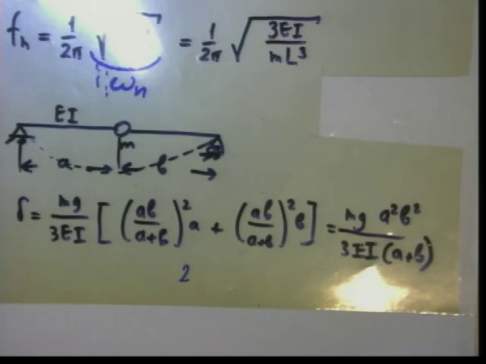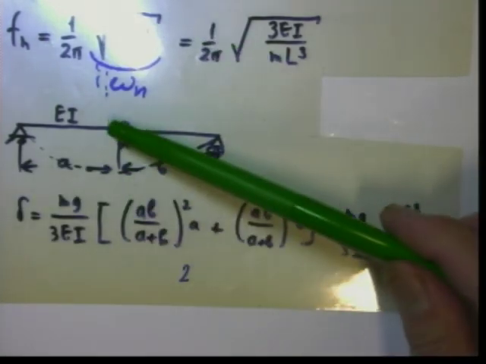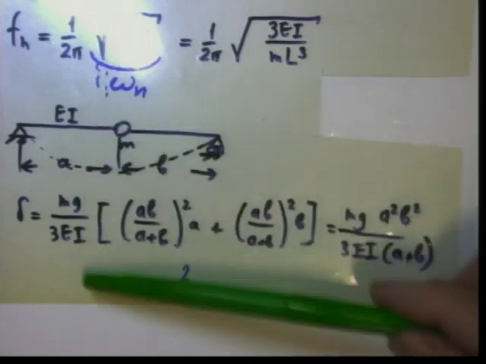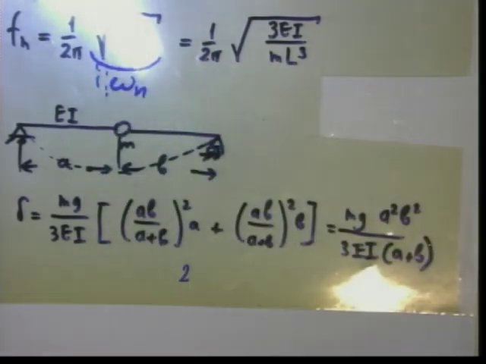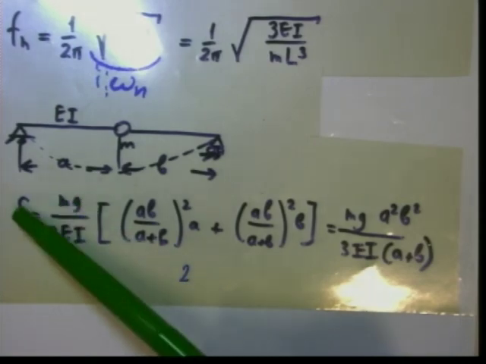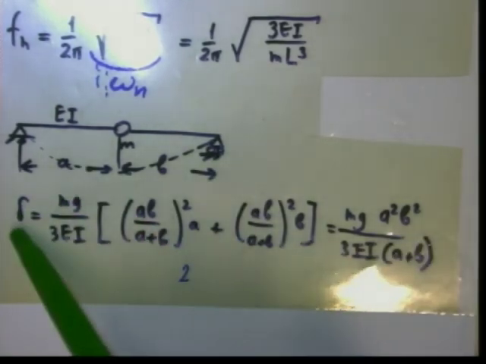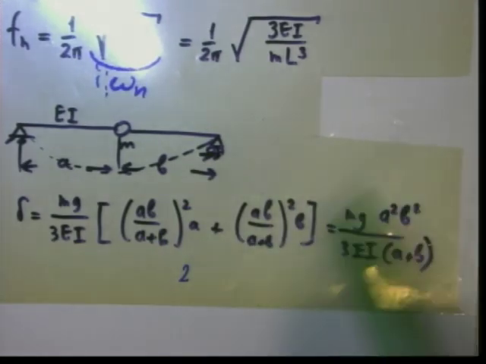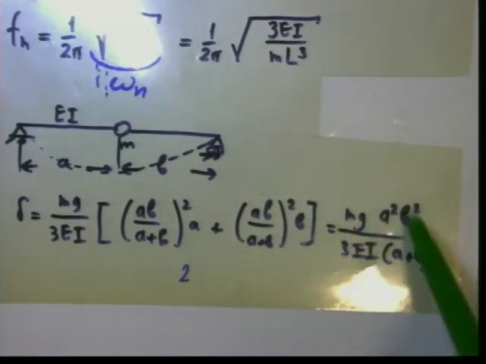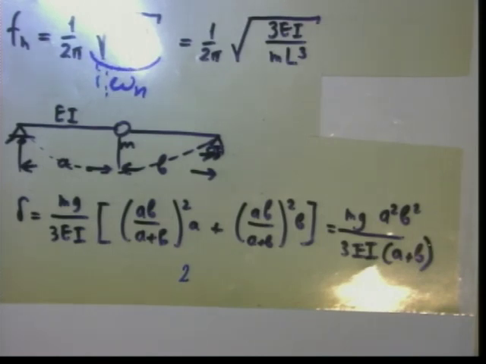Okay? And this can finally be written like this: mg divided by 3EI, a squared, b squared, divided by (a plus b). So again, this whole system is then reduced to this mass, which is on some spring. And the spring characteristic will be mg divided by delta. So mg divided by this whole expression. Then mg will disappear, and I will get something that depends upon E, I, upon the characteristics of the system.